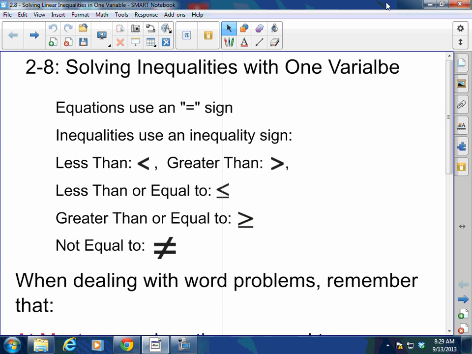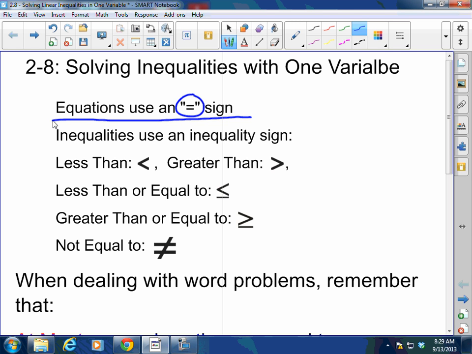Now, there are some other differences in the way we express our answers. In equations, we're going to use equal signs. With inequalities, we're going to use inequality signs. So equations use equal signs, inequalities use what's called inequality signs. What are the inequality signs? Very simple. Less than, it's just less than. Greater than, it's greater than.